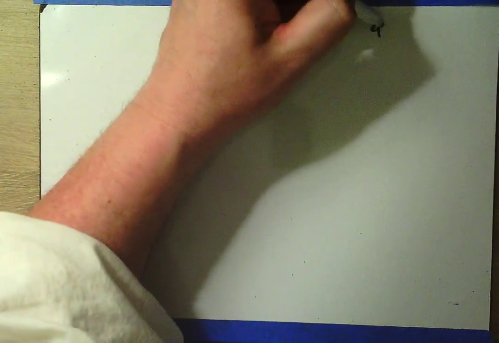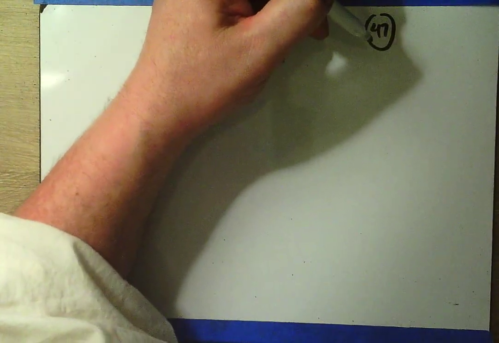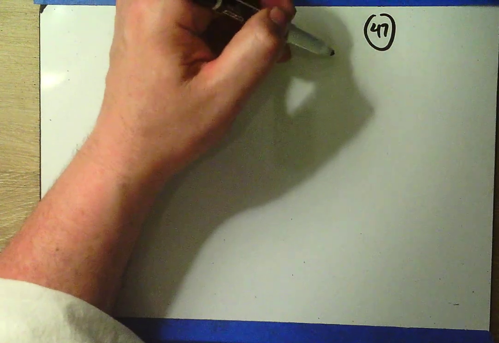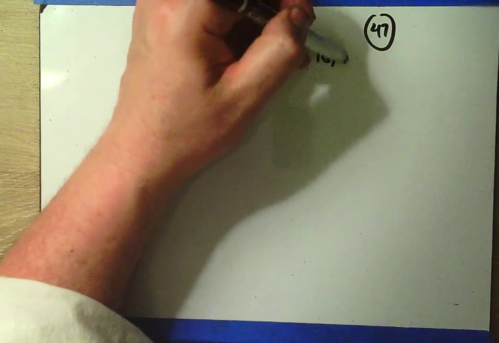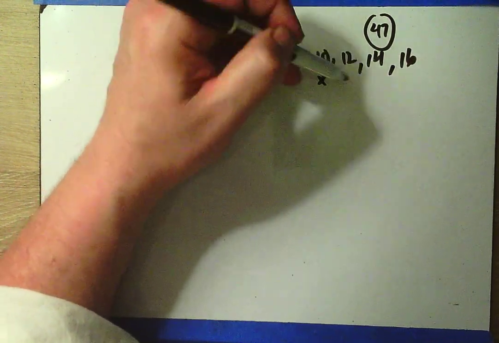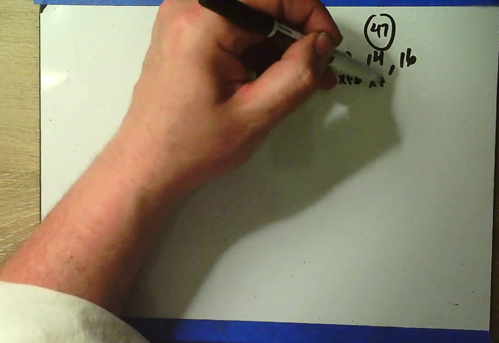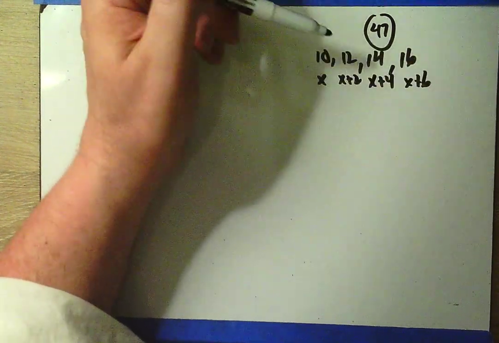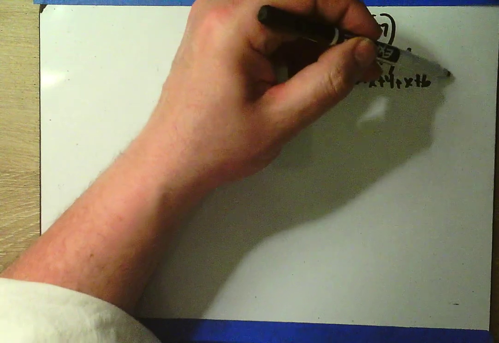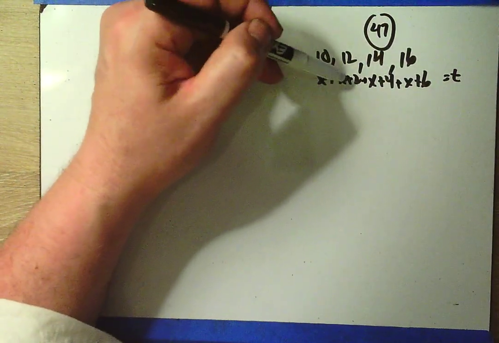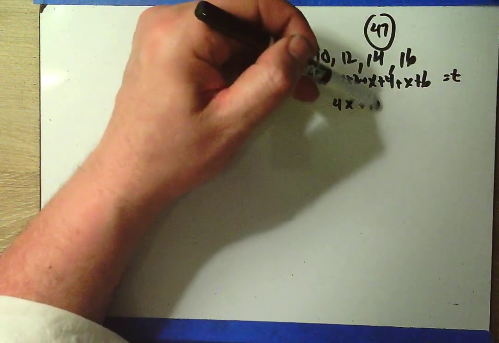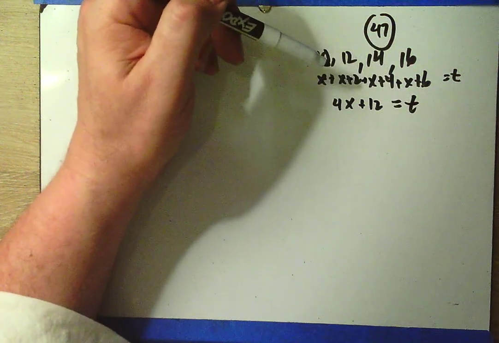47. 47 says the sum of 4 consecutive even integers is t. Okay, so let's look at 4 consecutive even integers. 10, 12, 14, 16. So if this is x, then this is x plus 2, and this is x plus 4, and this is x plus 6. And the sum of these is t. So we're going to add these all up, and that's going to be t. 1, 2, 3, 4 x's. 2 plus 4 is 6, plus 6 is 12. So t equals 4x plus 12.